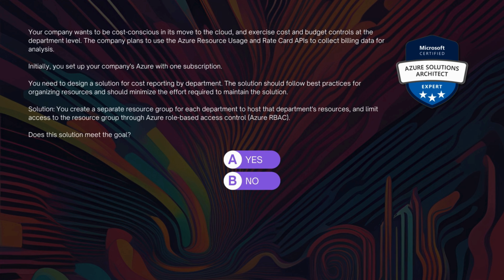Solution: you create a separate resource group for each department to host that department's resources and limit access to the resource group through Azure Role-Based Access Control, Azure RBAC. Does this solution meet the goal? Yes? Or no?